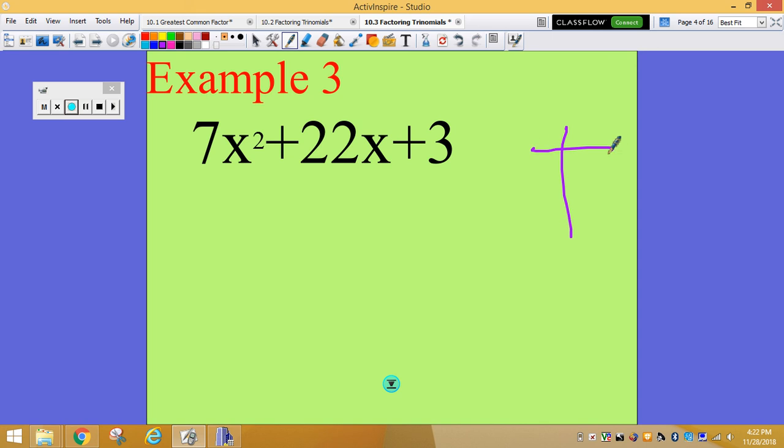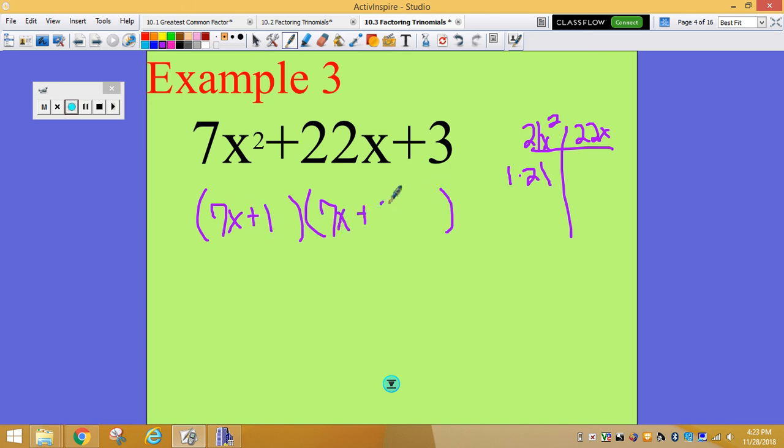All right, let's do this one. 7 times 3 is 21 and 22x. So this will be 1 times 21. That adds to give me 22. So I have 7x. That's going to go in the front of both of them, 7x. I have a +1 and a +21. See which one will reduce. And one of them always will reduce. Sometimes both of them will, but one always will. Nothing will go into 7 and 1. 7 and 21, 7 goes into both of them. So 7 divided by 7 is just 1x. 21 divided by 7 is 3.